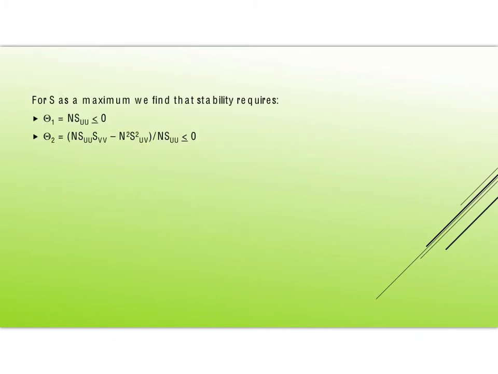For entropy, we know that we need the second differential to be less than 0 in order to get a maximum. And so when we play the similar sort of game with those, what we find is that I need the second derivative of s with respect to u twice to be negative, and this grouping of the second derivative with respect to u twice and v twice minus the mixed partials squared divided by s sub u u, or the second differential of s with respect to u twice. And I need that grouping to also be negative.